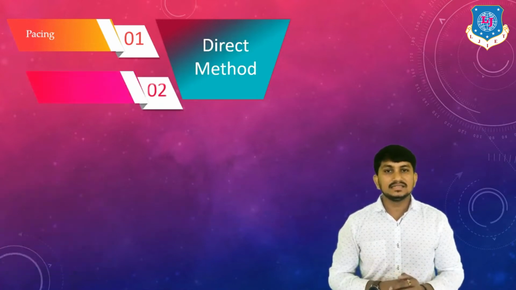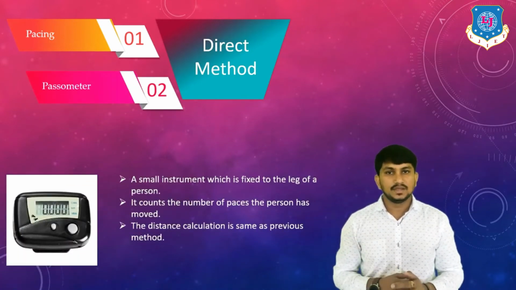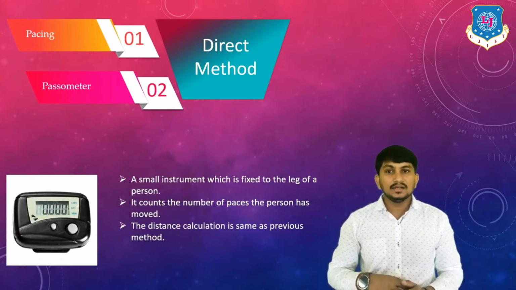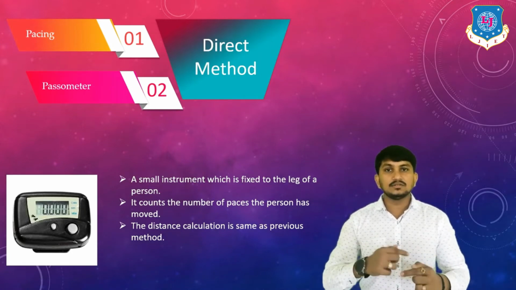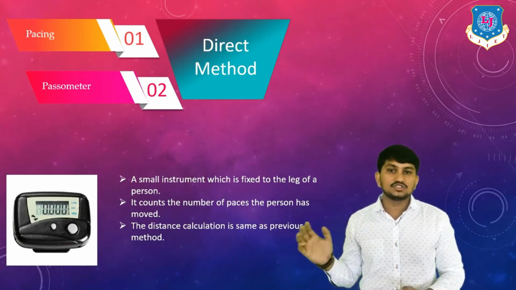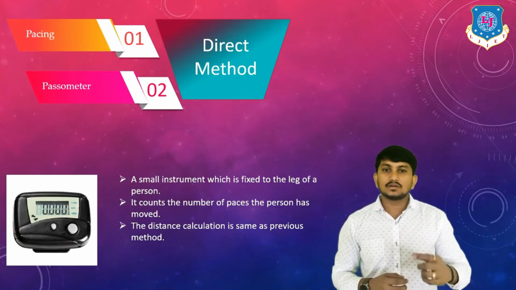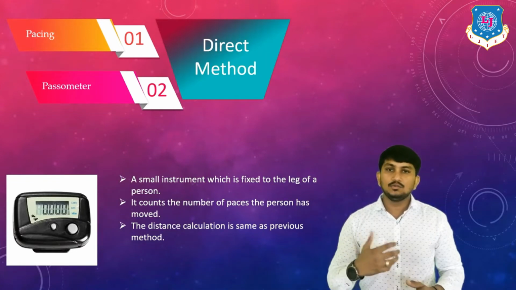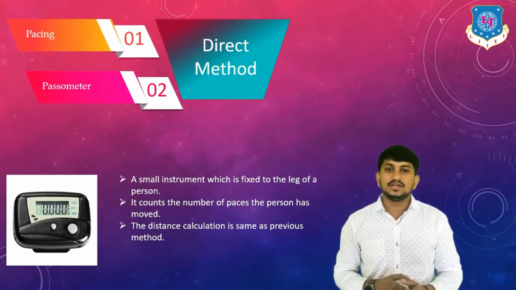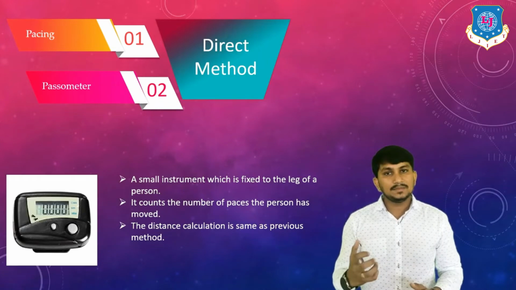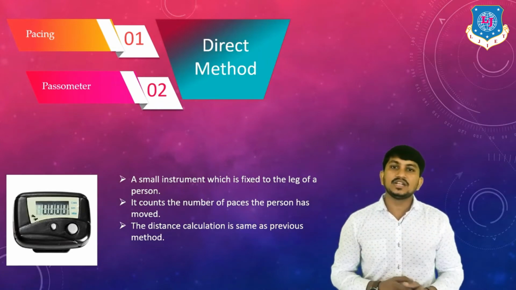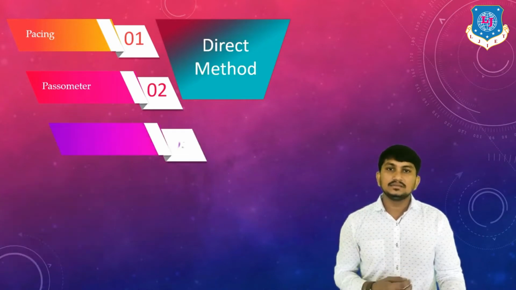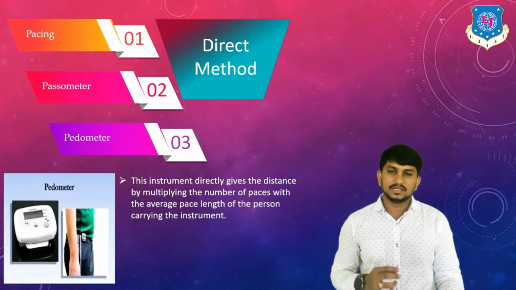Next method is paceometer. In pacing, we have to count the number of paces, while in paceometer, the number of paces is automatically counted by this instrument, which is fixed on the leg of the person. And it counts the number of paces of the person while moving. And the distance calculation is carried out by multiplying the number of paces into the average pace length of the person.